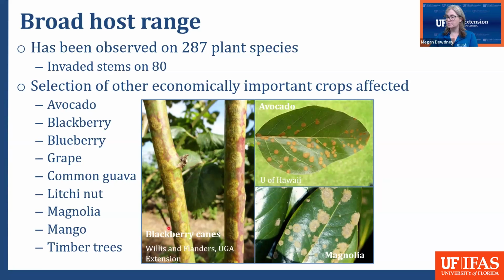You can see here, this is blackberry canes. This has become a big problem in blackberry production. It is actually killing the second-year canes where they get the fruit. And you can see the damage of it all the way up those canes in blackberries. It is also known to cause problems with leaves on avocado, and in the ornamental trade, magnolia. But it also affects blueberries, and it causes cane death there, grapes, common guava, lychee nuts, mango, and also timber trees, all things that are important crops here in Florida with our incredibly varied sets of crops.